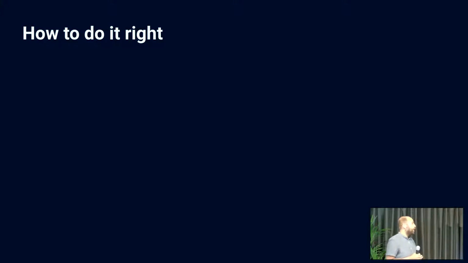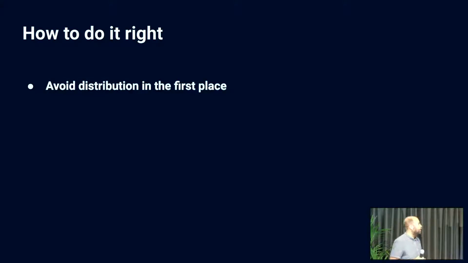So how to do it right? This is more like a summary. We've covered these topics. The best way is to just avoid distribution altogether. In the first place, don't distribute your application unless you're 100% sure that that's the right thing to do. And this doesn't say anything about things like actor frameworks, like Akka, or in the case of Erlang, which is also an actor-based system.